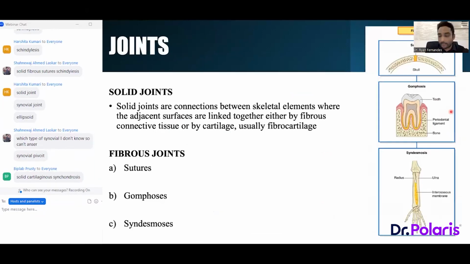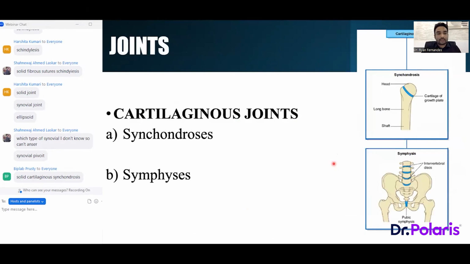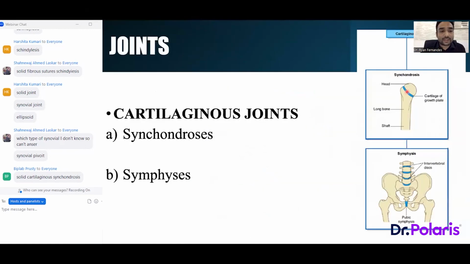So we spoke about the cartilaginous joint. And in cartilaginous joint, we spoke about synchondrosis. What was synchondrosis? So we spoke about growth plate in a developing bone between the epiphysis and the diaphysis. Between the head and the shaft of the bone, there is cartilage, and this cartilage is known as the growth plate, or the area where the growth of the bone takes place. And that is known as synchondrosis.